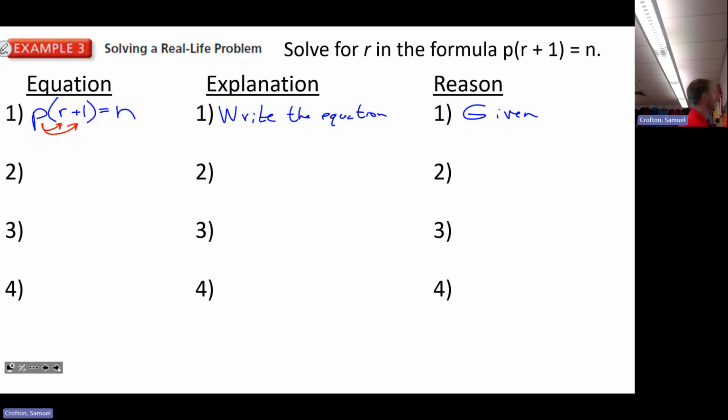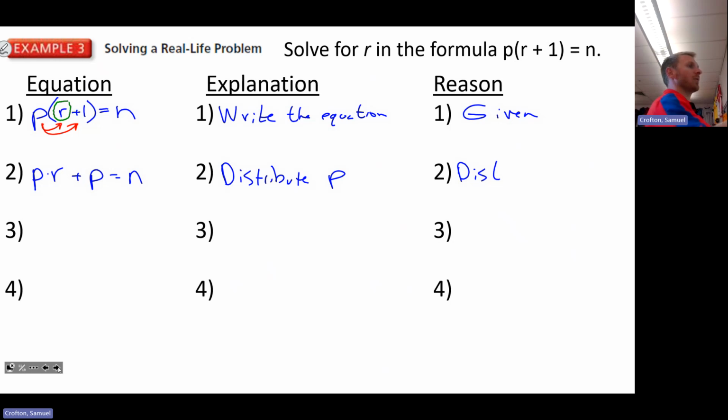But what I see, and maybe what jumps out to you, is wanting to distribute that P in. My goal is to solve for R. R is inside the parentheses. It's got that thing multiplied in. It's added to 1. So I need to get it by itself. But I see a way that I can make this a little easier to manage if I distribute the P in. I distribute P in, I get PR plus P equals N. And the reason why I can do that is, again, the distributive property.